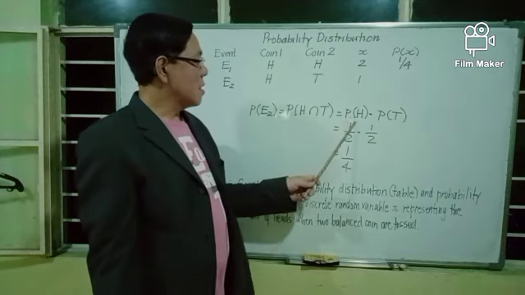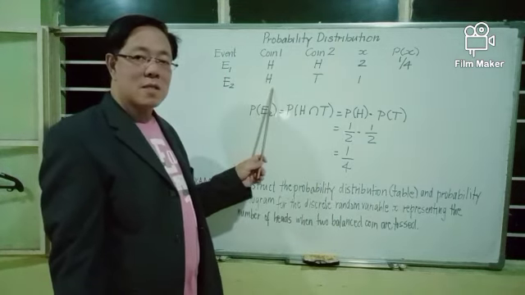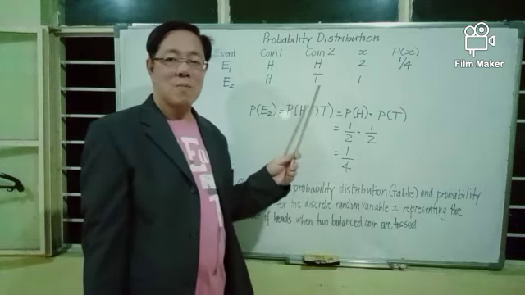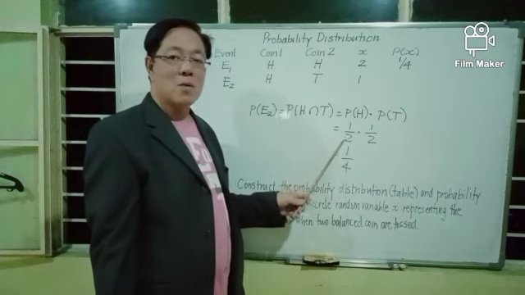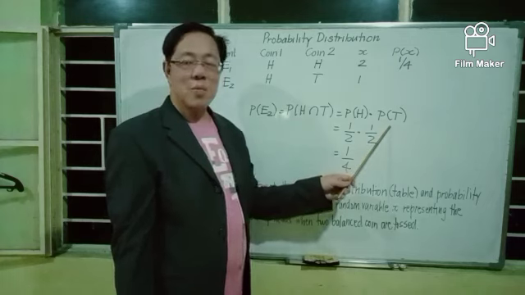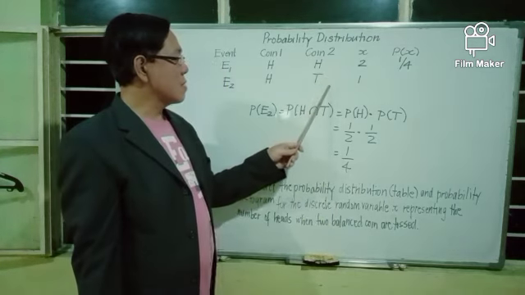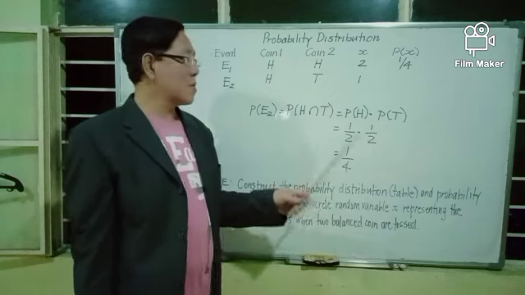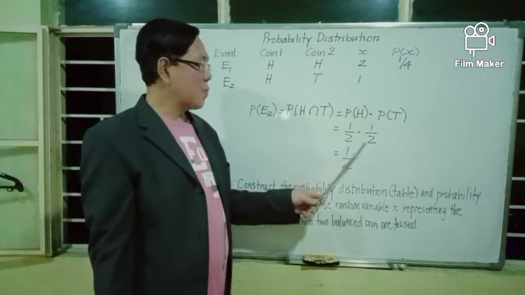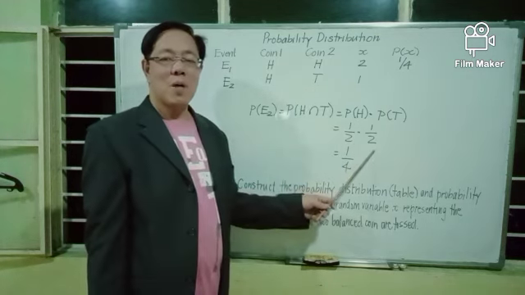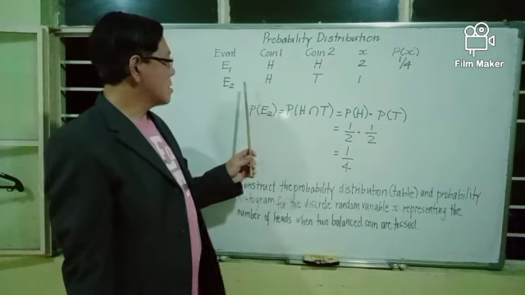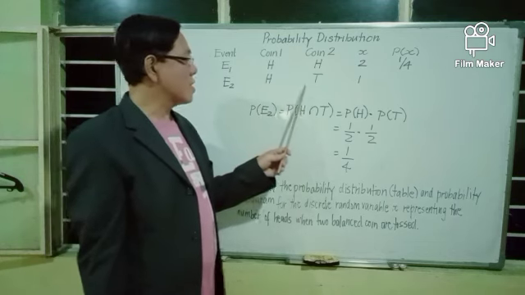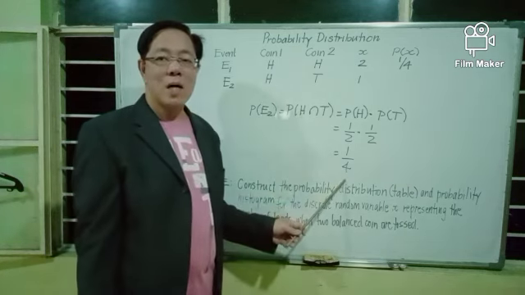In the first coin, the probability of getting heads is 1/2, because if you toss the coin, there are 2 possible outcomes, and one of them is heads, so 1 out of 2 possible outcomes. And the probability of getting tail in the second coin is also 1/2, because if you toss a single coin, there are 2 possible outcomes, and one of them is tail. And 1/2 multiplied by 1/2 is 1/4. Thus, the probability of event E2, the event of getting heads in the first coin and tail in the second coin, is also 1/4.